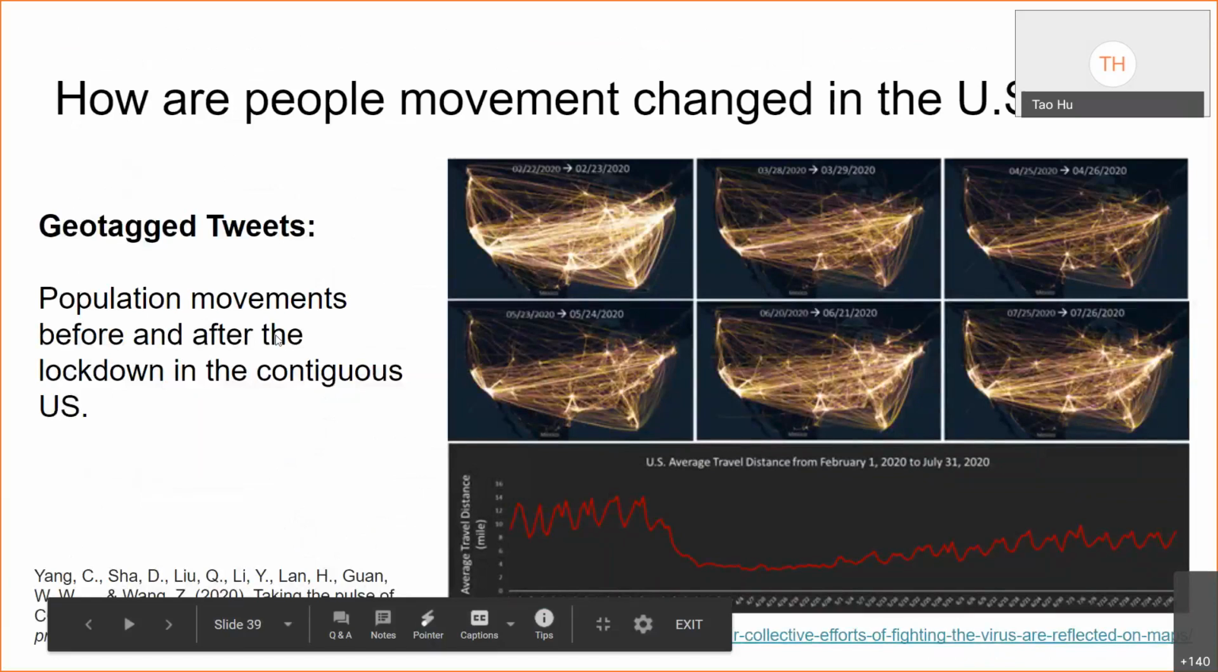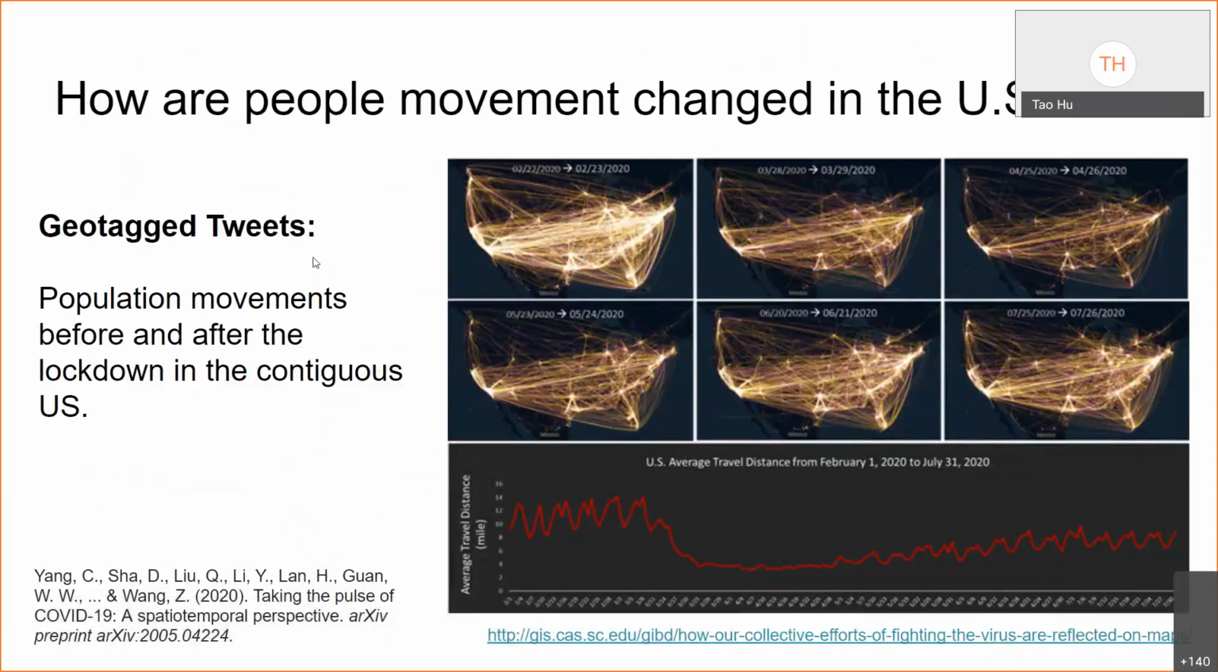The next question is how is people's movement changing in the United States? We answer this question based on geotagged tweets. We use the geotagged tweets to analyze sentiment and find the sentiment trends over time. The geotagged tweets can also be used to detect population movements. If a user posts tweets in different cities on day 1 and day 2, we create a link here, and finally it becomes a network. You can see the population movement decline dramatically.